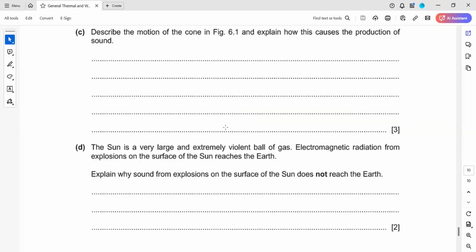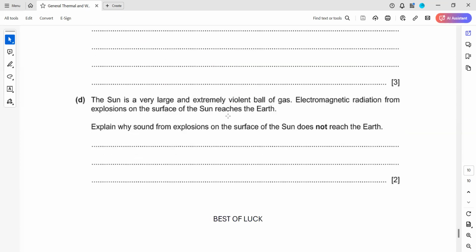The sun is a very large and extremely violent ball of gas. Electromagnetic radiation from sun explosions on the surface can reach Earth. Explain why sound from an explosion on the surface does not reach Earth. So 2 marks are there. How do you score the 2 marks?